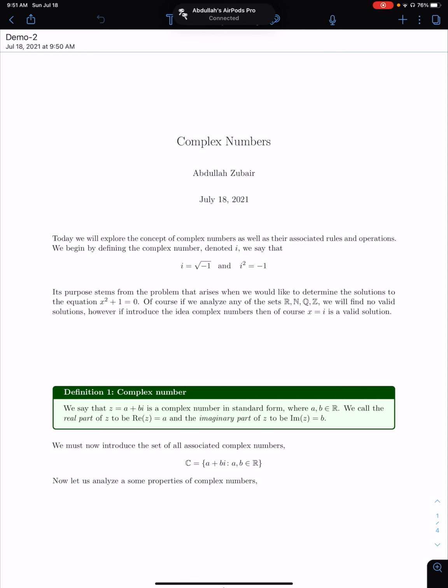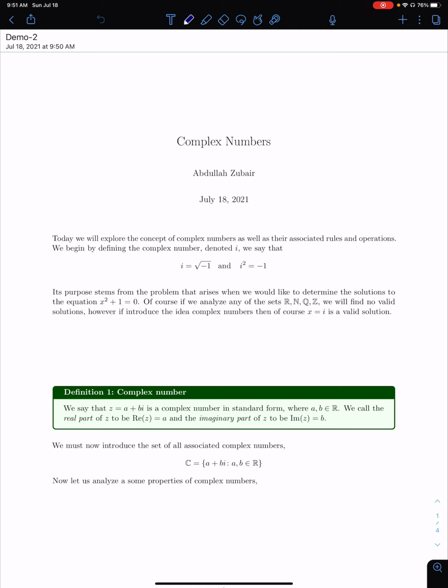Okay, so today we will discuss the concept of complex numbers. It usually appears at the beginning of a linear algebra course or at the end of a proofs course in algebra. We will explore their properties, what is a complex number, and we'll do some practice problems at the end.